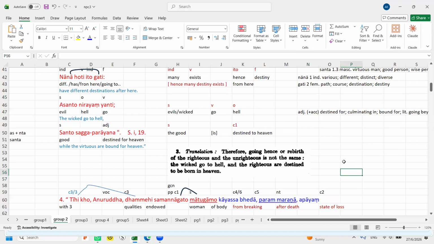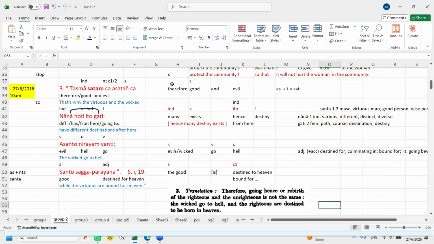Okay. So if you're going to take the parayana, that means you can, this is what, can you see? Destined for heaven. So this one. So we take this. So you can also say bound for hell, bound for heaven. Also no problem. Bound for heaven, also can. All right. So for number 3, this is how we do.